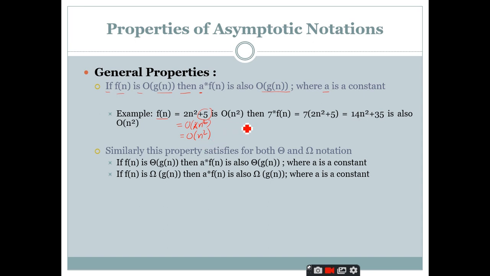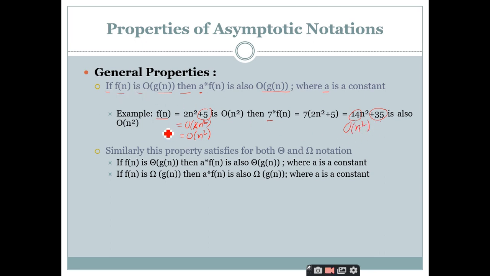Yes, sir. Now if I multiply this f of n with a constant, look here, 7 into f of n. So what happens to 7 into f of n? It is 7 into 2n square plus 5, which is equal to 14n square plus 35. So what happens to this particular complexity, the asymptotic notation? 35 is a constant, ignore it. 14 is a coefficient of the biggest term, ignore it. Therefore it becomes big O of n square.